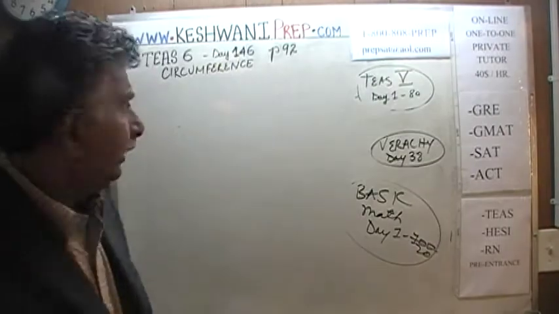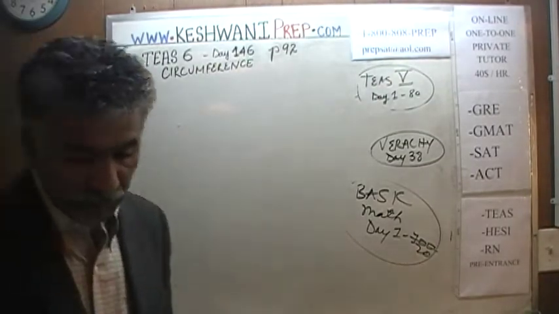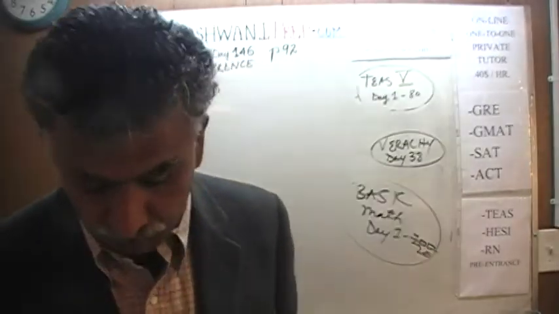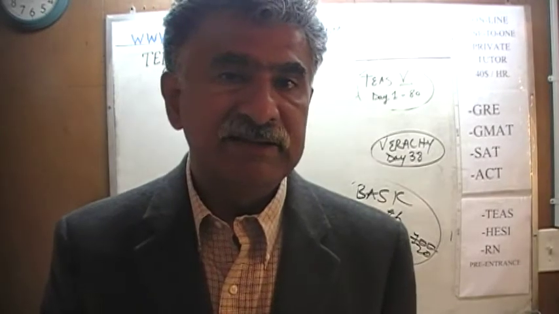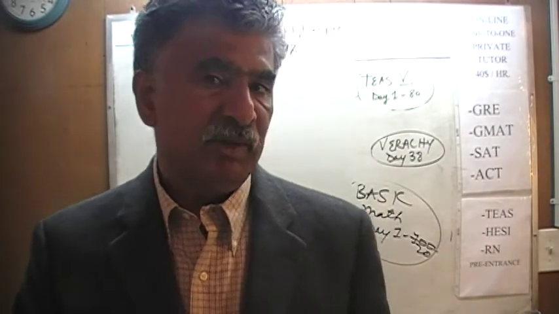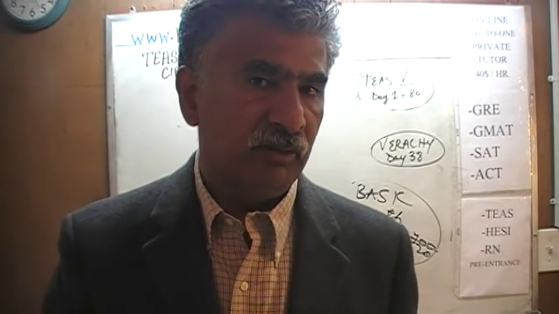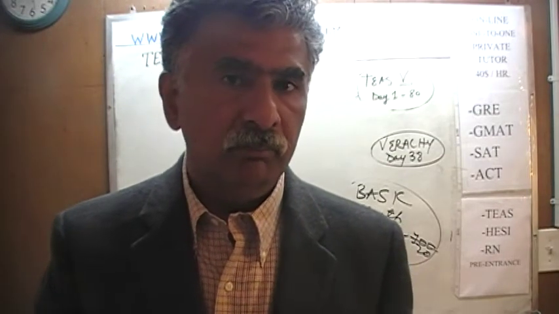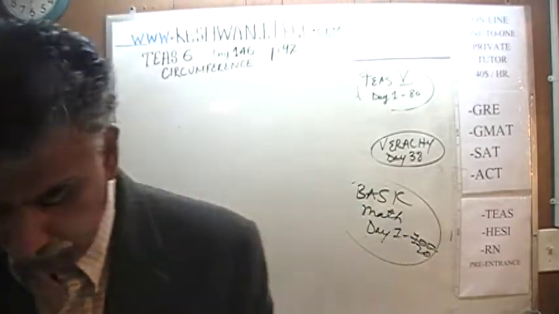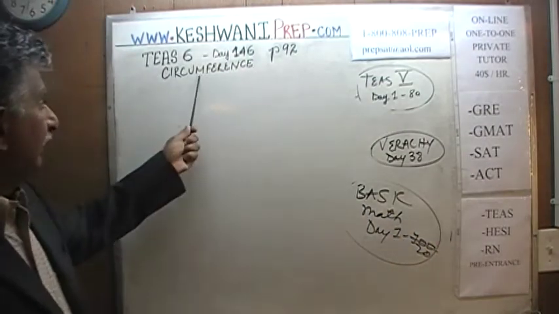We are on page number 92, and starting on page number 92 and 93, you will see that there are some basic concepts of geometry that they expect you to know. Very basic, very fundamental, very rudimentary concepts of geometry. Most of them, most likely, you already know. Let's begin with something called circumference.